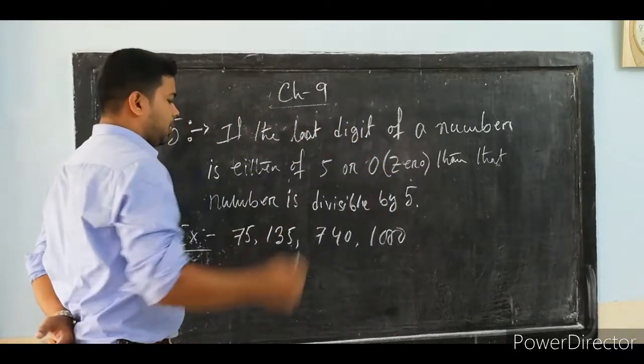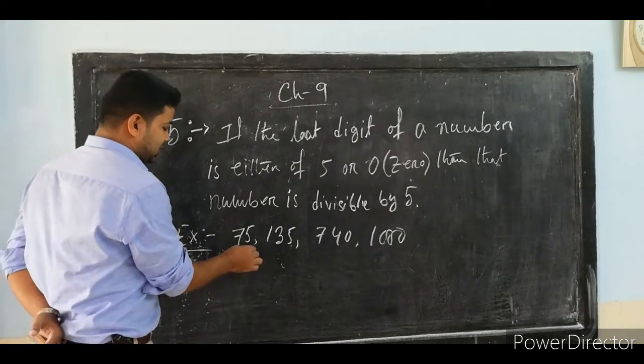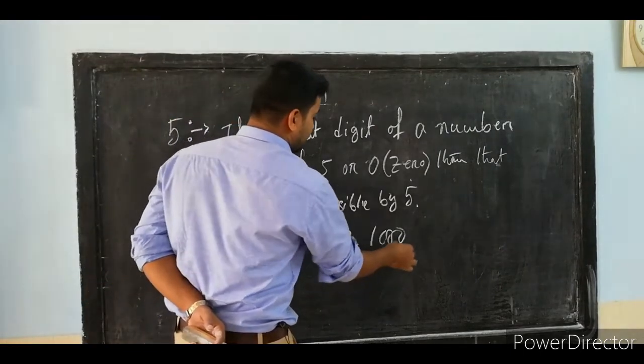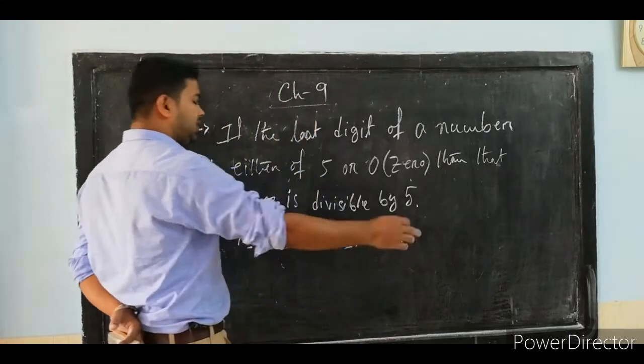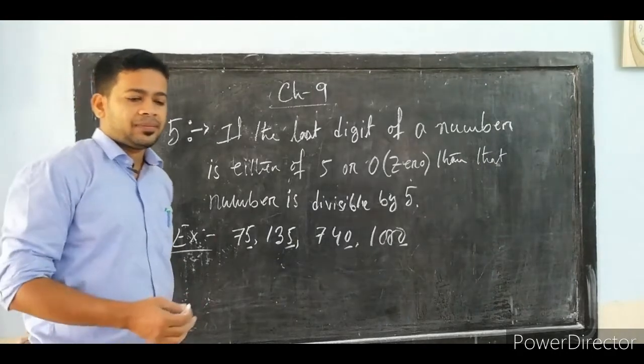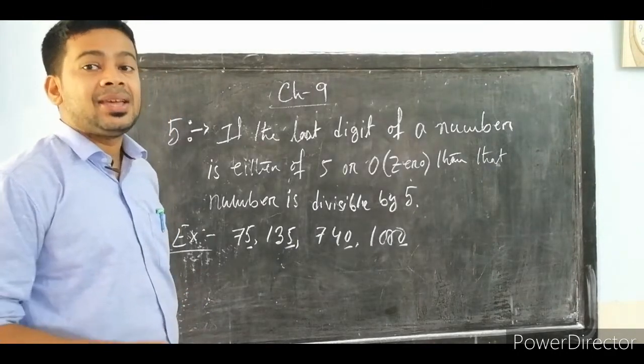So in these numbers, what we are going to check? The last digit. Here the last digit is 5, here the last digit is 5, here the last digit is 0, here the last digit is 0. That means all these numbers will be divisible by 5. Okay, so after 5, now let's move to the next number, that is 6.